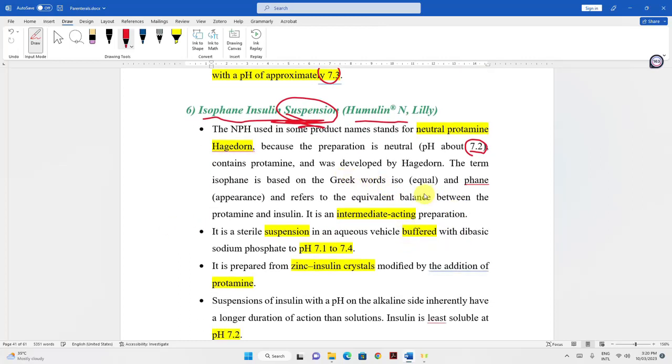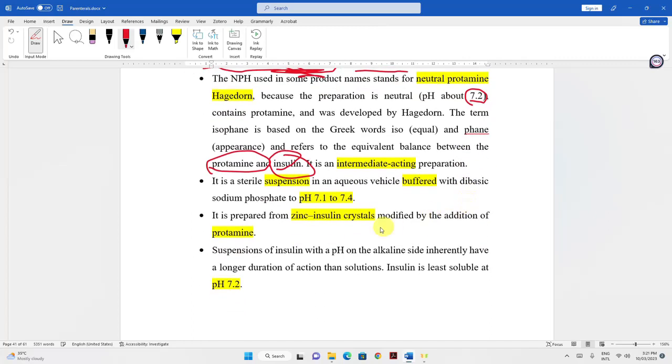Isophane means equal appearance. Why do they call it isophane? Whenever we say isophane insulin, it means we are adding equal amounts of protamine and insulin. That's why they call it isophane. This is an intermediate acting preparation as we discussed before. See the pH from 7.1 to 7.4.